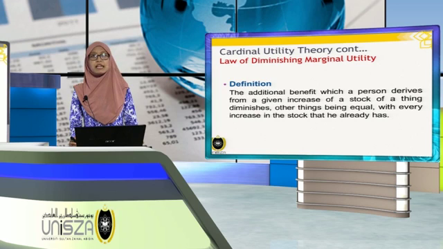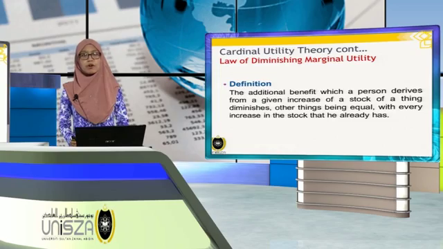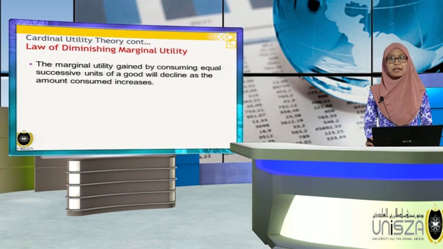So what is actually the law of diminishing marginal utility? The law of diminishing marginal utility can be defined as the additional benefit which a person derives from a given increase of a stock of a thing diminishes, other things being equal, with increase in the stock that he already has. Or we can sum up that the law of diminishing marginal utility states that as consumption increases more and more, marginal utility will be less and less. The marginal utility gained by consuming equal successive units of a good will decline as the amount consumed increases.